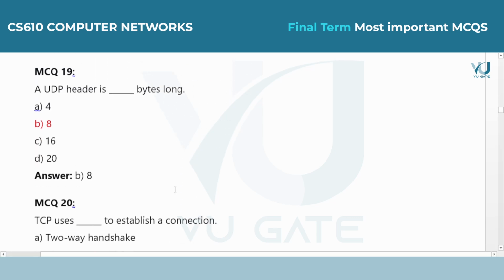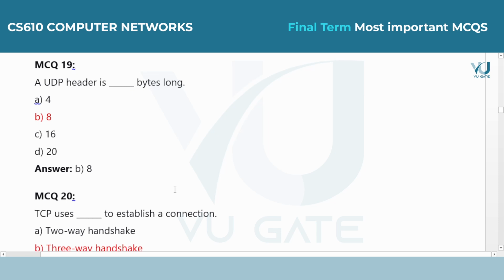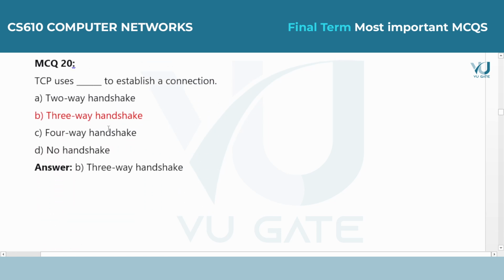MCQ 19. A UDP header is bytes long. Answer: B, 8. Concept: the UDP header is very lightweight, consisting of only four 2-byte fields: source port, destination port, length, and checksum. MCQ 20. TCP uses to establish a connection.